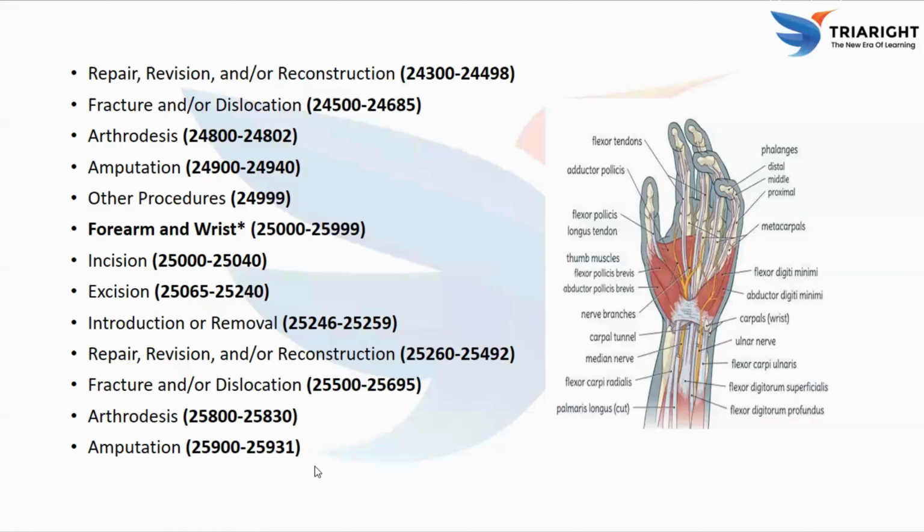So the code ranges are from 25,900 to 25,931. Here is a picture at the right side which shows you the bones, tendons, nerves and carpal tunnels. So in this, the bones of phalanges, metacarpals and carpals are the bones of the forearm and wrist. The tendons are the flexor tendons, and nerves you can see the median nerve, ulnar nerve and carpal tunnel. These are the space where the median nerve passes. So this is very important for understanding carpal tunnel syndrome.